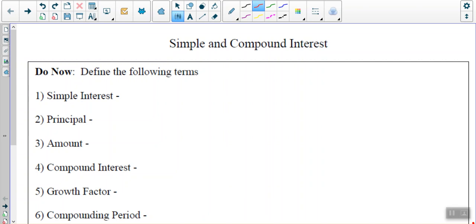Our first unit is going to be our financial applications unit. And this week we'll be starting off with some basic calculations. And today we're going to be comparing simple versus compound interest.